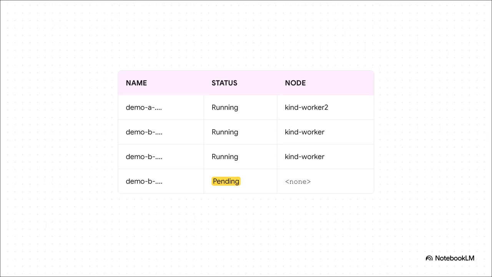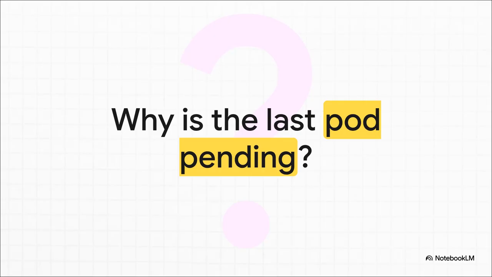And now, we come to the most important line on this slide, the third replica of demo B. Its status is pending. It has not been assigned to any node. It is stuck, waiting. And this is the million-dollar question that proves the entire system works exactly as designed. Why is that last pod pending?